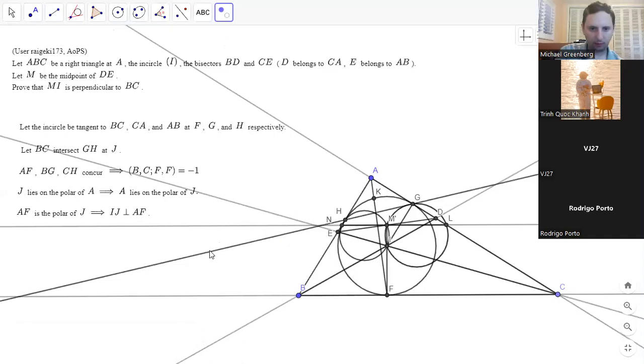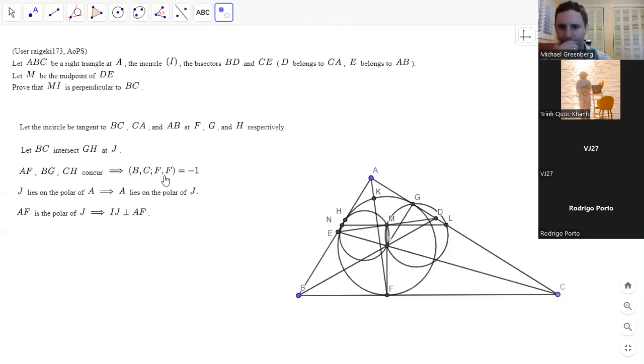So this, and the tangent at K all concur. Yeah, let me actually undo that. So what if I did this?